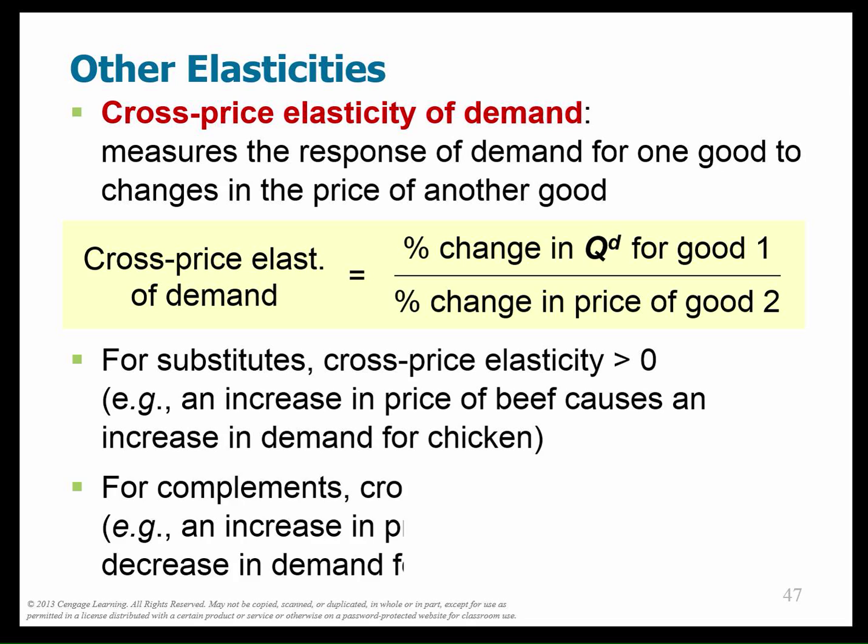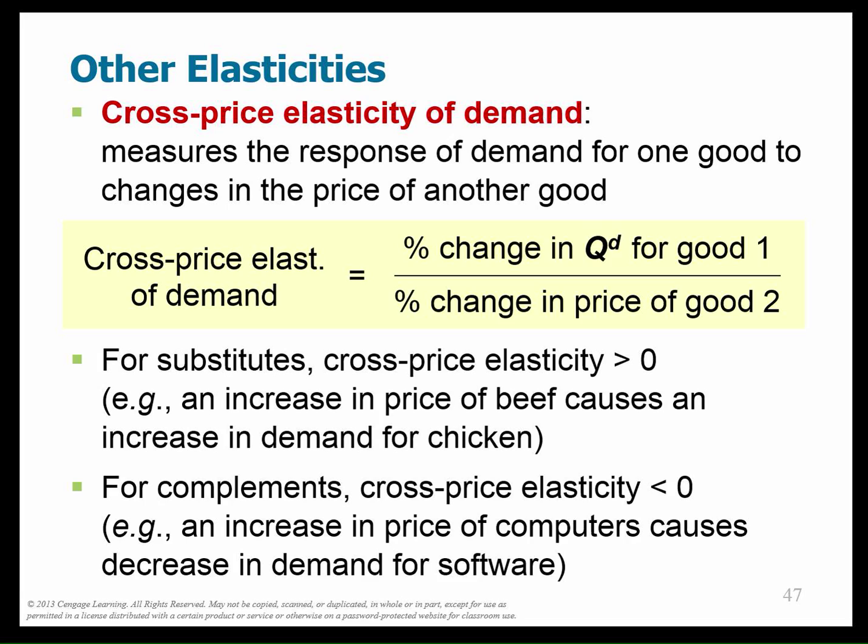The rationale there is substitutes have a cross-price elasticity of greater than 0. Complements have a cross-price elasticity of less than 0. Okay, and that's all you need to know about elasticities.